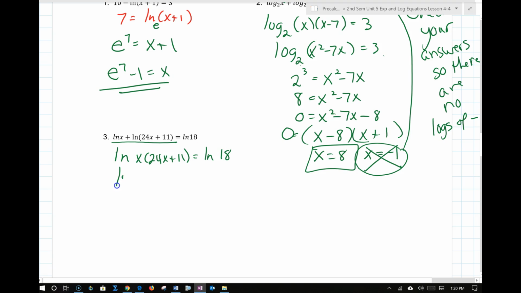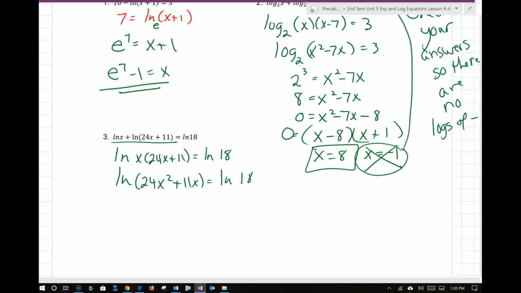So if you do that, we get natural log of, oops, excuse me, I did that wrong, of 24x squared plus 11x is equal to the natural log of 18. Now, a lot of people are like, do I have to rewrite this exponentially? And the answer is no. Guys, I want you to look at the fact you have a natural log is equal to a natural log. Basically, don't these two things have to be equal to each other? And the answer is yeah.